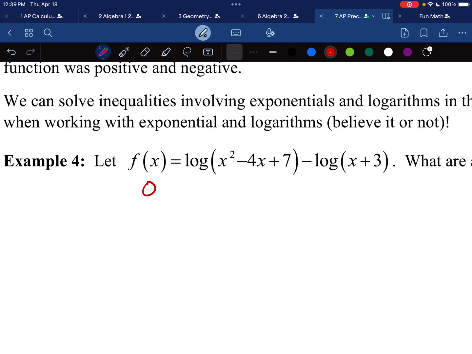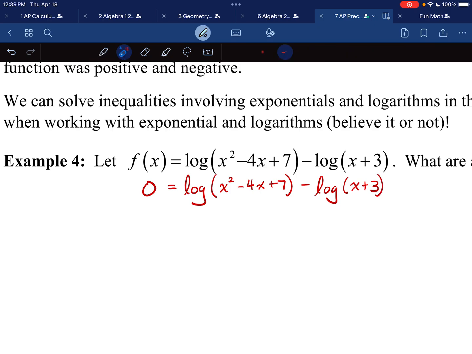So my first step is to say, okay, 0 is equal to, do I have to rewrite all of that? I will, just because you should as well. It's log of x squared minus 4x plus 7 minus log of x plus 3. Okay, that is the first step. We're trying to find where these boundary points are.